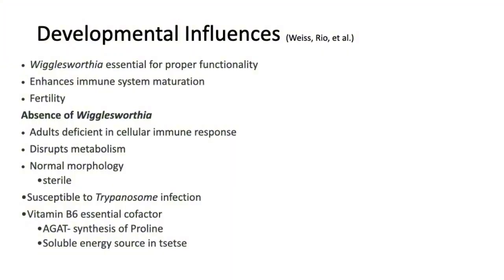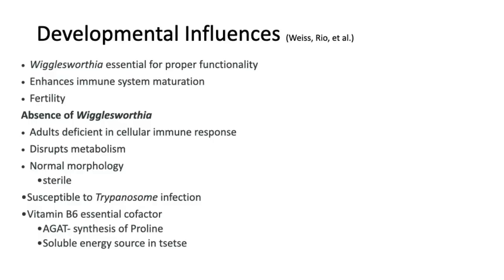This paper recognized that Wigglesworthia is able to synthesize vitamin B6, which is an essential cofactor to its immune response. It also synthesizes aminotransferase, which produces proline. Proline is an amino acid, and it is the main energy source for the tsetse fly. So without Wigglesworthia, there will be no aminotransferase synthesis of proline. Then there will be no soluble energy source for the tsetse.